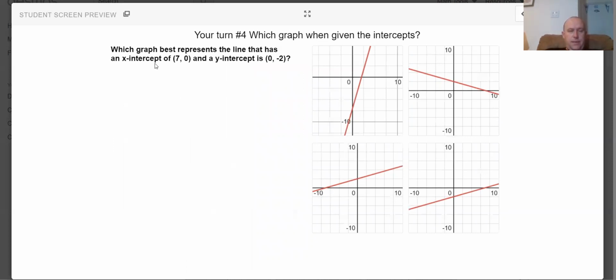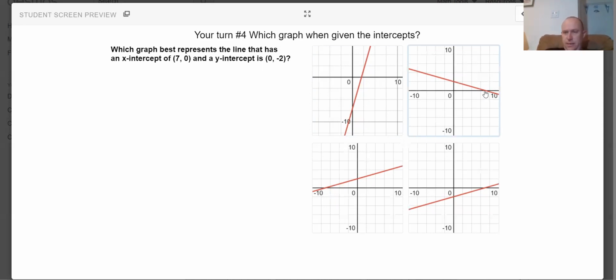Which graph best represents the line that has the x-intercept of 7, 0? So that's an x-intercept of 7 and a y-intercept of 0, negative 2. That means negative 2 on the y-axis. Now I notice on my scale here, I can see it goes to 10 and there's 5 squares. So I know this goes 2, 4, 6. Oh, actually, I think it goes 2.5, 5. Actually, there's 4 squares. I miscounted: 1, 2, 3, 4. So not a great scale for this one at all. 2.5, 5, 7.5. But I can see certainly that this is nowhere near 7 because it's not even close to 10 on the x-axis. So I'm going to ignore this one here.